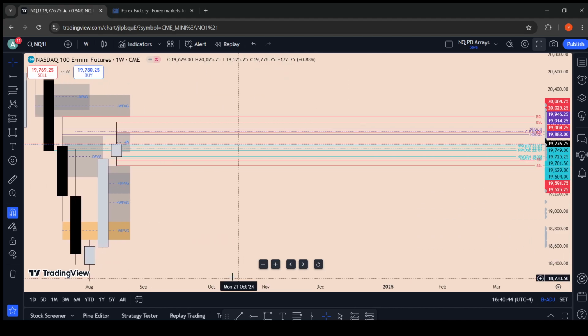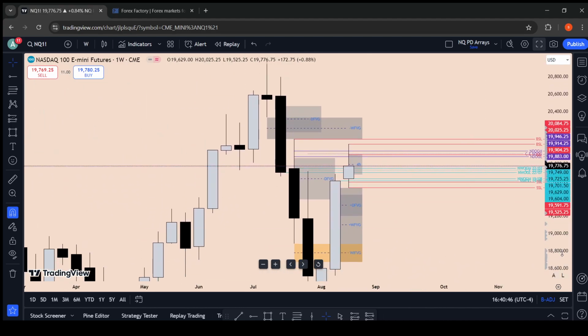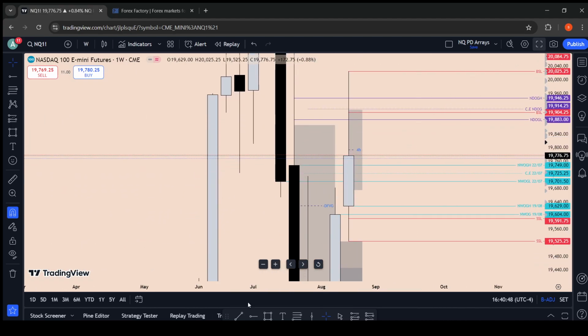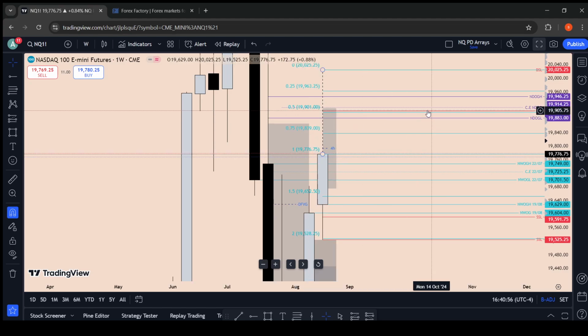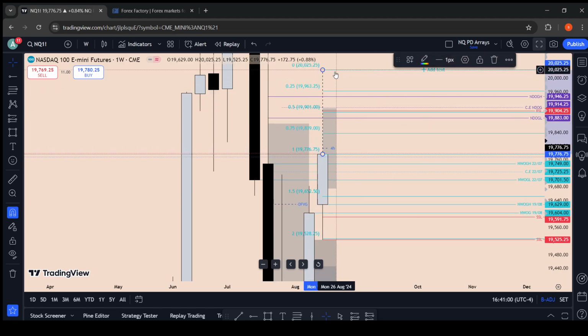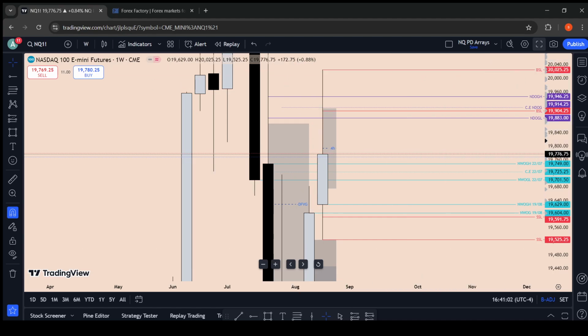Oh, that's interesting. So on this new week open, whenever it opens on Sunday, the consequent encroachment of that wick lines up nicely with that buy side liquidity. So I won't be surprised if we see that taken before we go for our sell side objectives. Right, and that's me done.